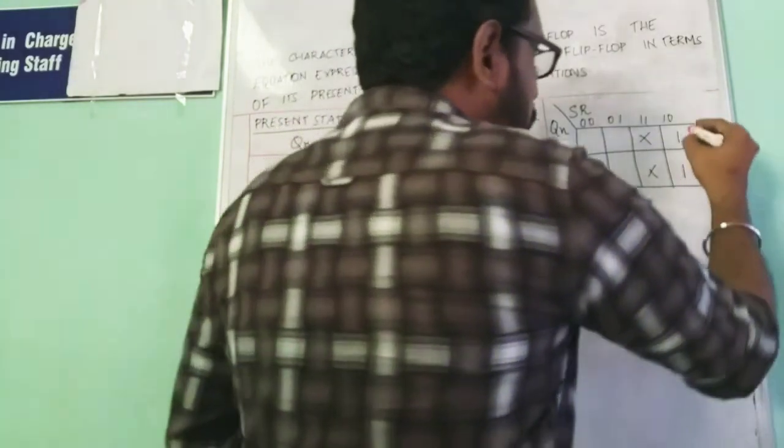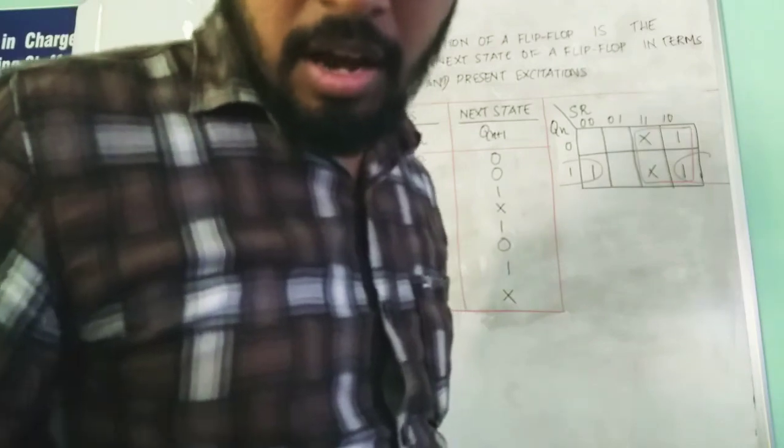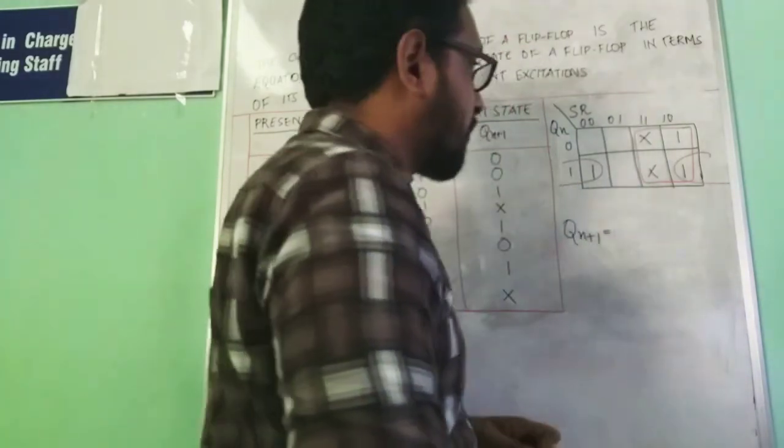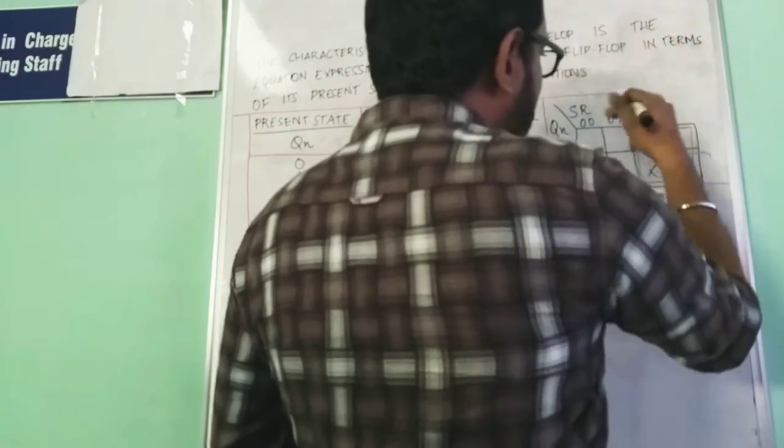First of all, the don't care condition is also present, so what we do is we go for the quad first, and we have a pair also. Okay, we go for the pair. Two conditions. And how can we solve this? Solving is very easy. We need to find the value for Qn plus 1 in the case of SR.